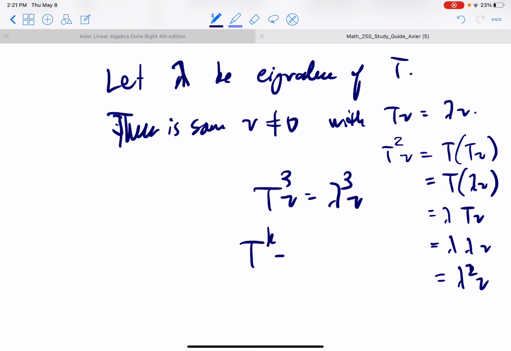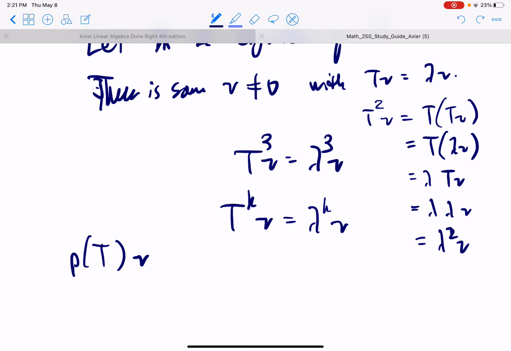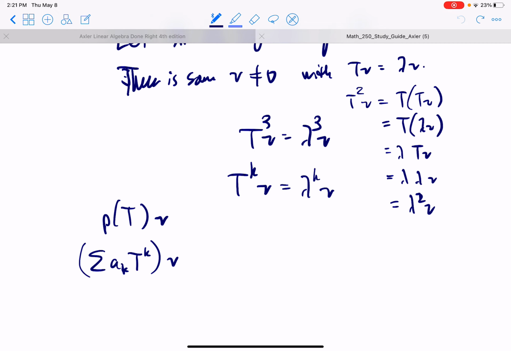And T to the k v is lambda to the k v. And now, what is p of T on v? If v is an eigenvector, then remember p of T is just some polynomial, let's say a sub k T to the k, applied to v. But T to the k v is lambda to the k v. So this ends up being a sum of coefficient a sub k lambda to the k v. But what is this? Factor out the v again, and we get p of lambda times v.